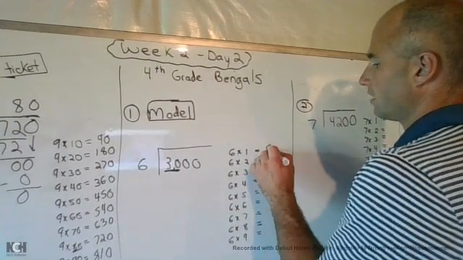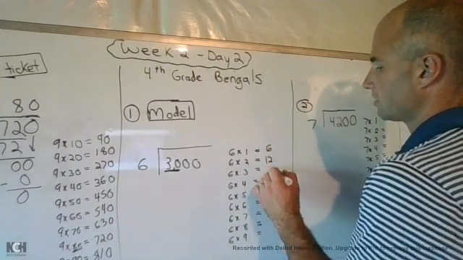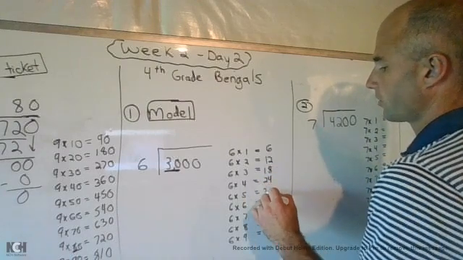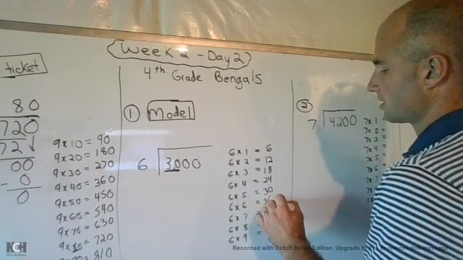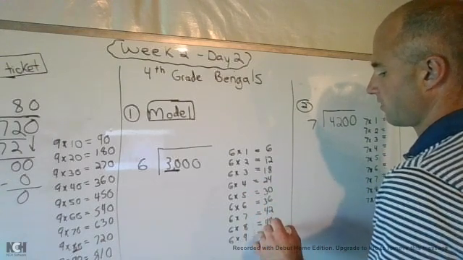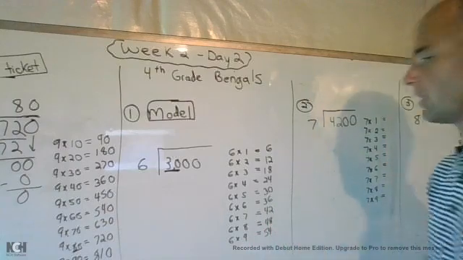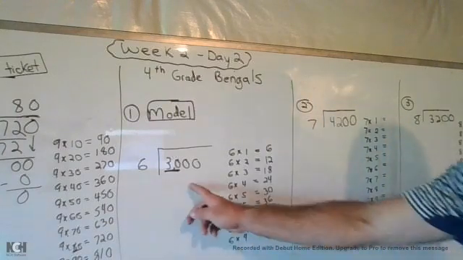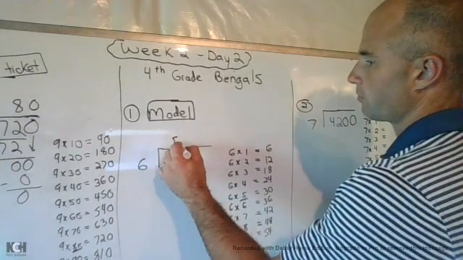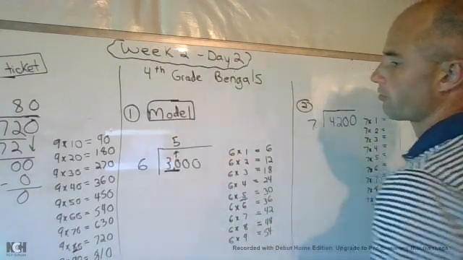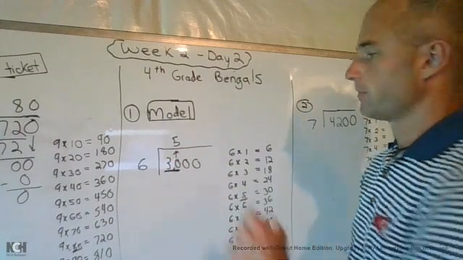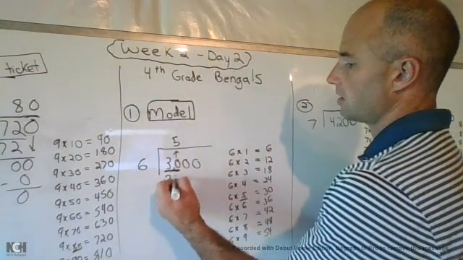And we find out that when doing our 6 times tables, 6, 12, 18, 24, 30, 36, 42, 48, 54, that 6 goes into 30 5 times. That 5 goes above the 0 from the 30. Make sure you put it in the right spot. 5 times 6 equals 30.